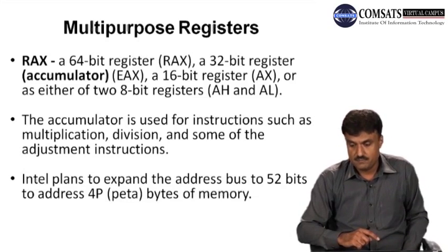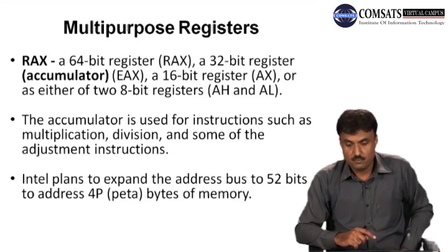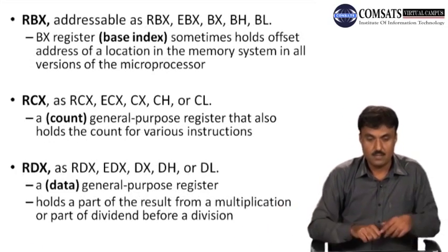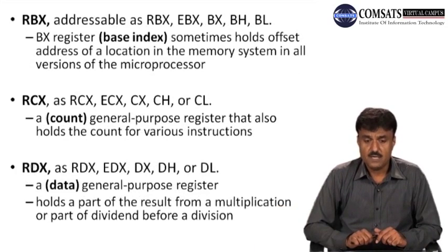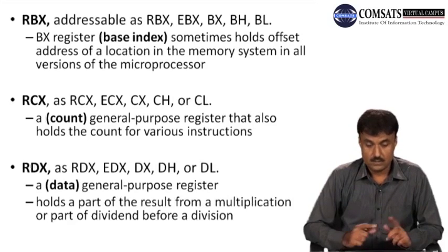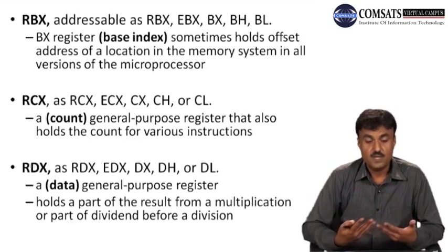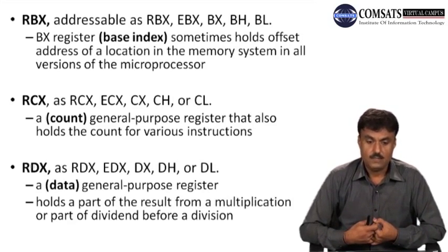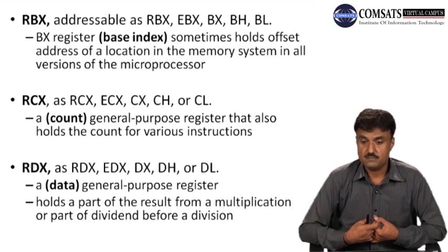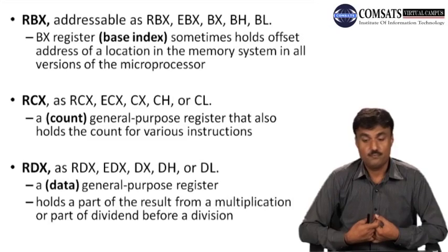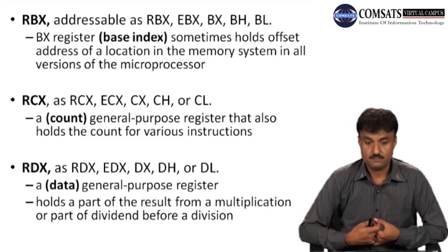So Intel plans to extend the address bus to 52 bits to address 4 petabytes of memory. They are planning, but here there are RBX, RCX, and RDX. These are the three other general purpose registers. These registers are addressable as RBX, EBX, BX, and B register in 64, 32, 16, and 8-bit architecture.